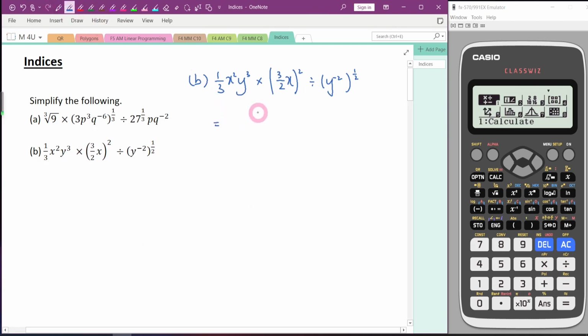Let's try part B. Now you have a parenthesis here, right? This means 3 over 2 raised to the power of 2, x raised to the power of 2. For this part, I will just copy first. The 2 brings inside here. 3 power 2, you will get 9. 2 power 2, you will get 4. X power 2. Divide. These two you multiply together, you will get negative 1.